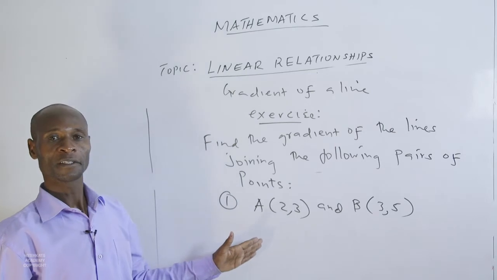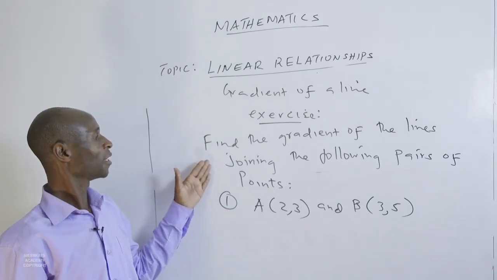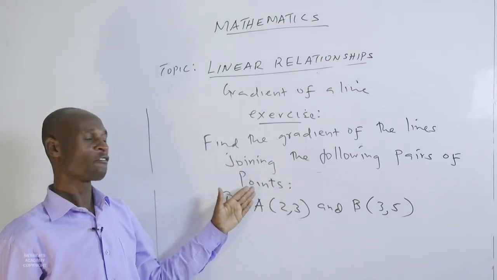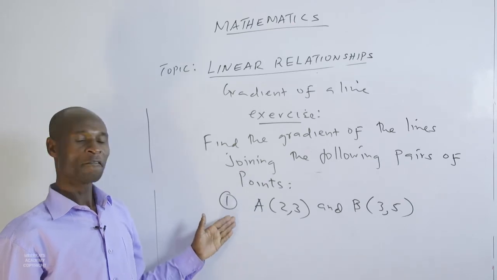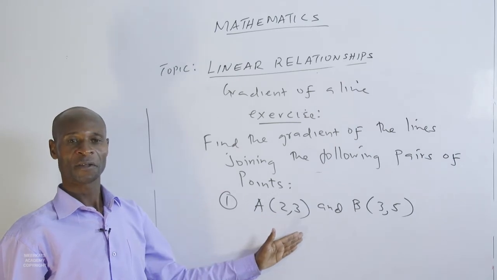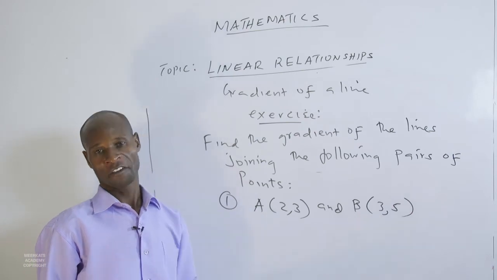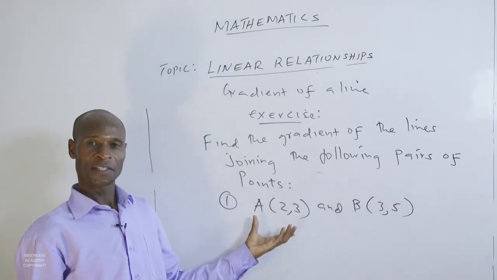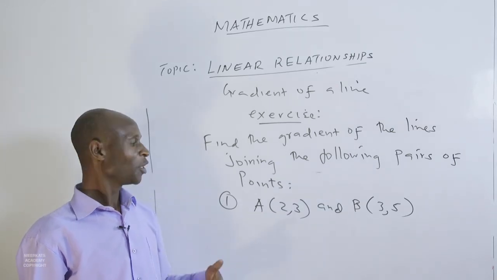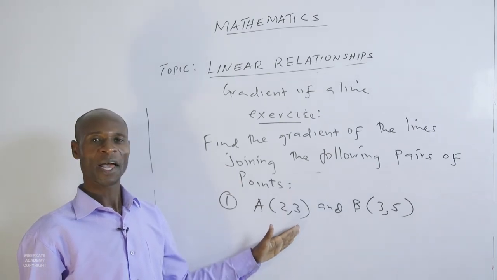So I've given one question here as an exercise. Find the gradient of the lines joining the following pairs of points. In our first question, the point A is (2, 3), and point B is (3, 5). Having done representation on the Cartesian plane, we don't need to go that far. The only thing we do is to apply our formula.